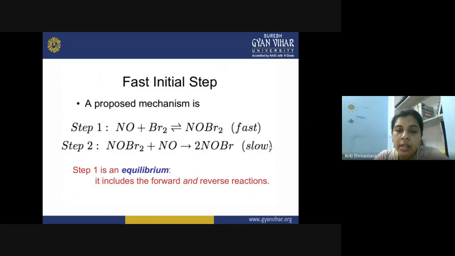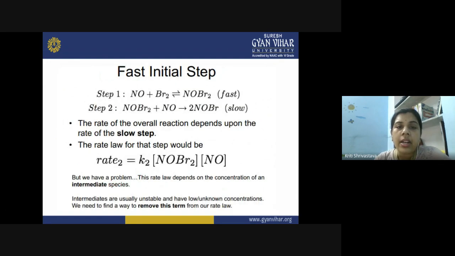Now, what would be the slowest step here? The rate determining step would be step 2. Step 1 is an equilibrium. It includes both the forward and the reverse reaction, and this is a fast reaction. In the second step, you get a slow reaction. For writing the rate law of this reaction, you have to consider only the slowest step. So from this slowest step, we can write the rate law: rate 2 is equal to k2 [NOBr2][NO].